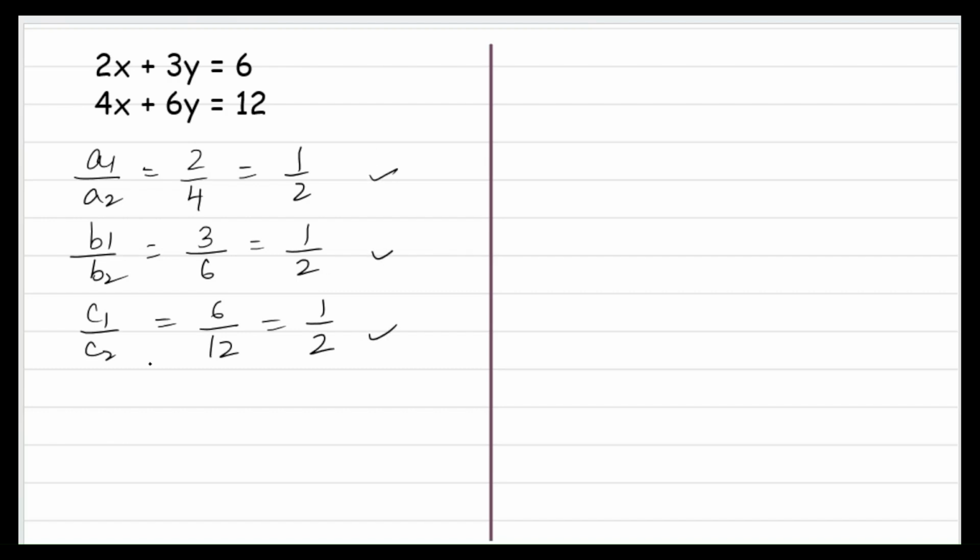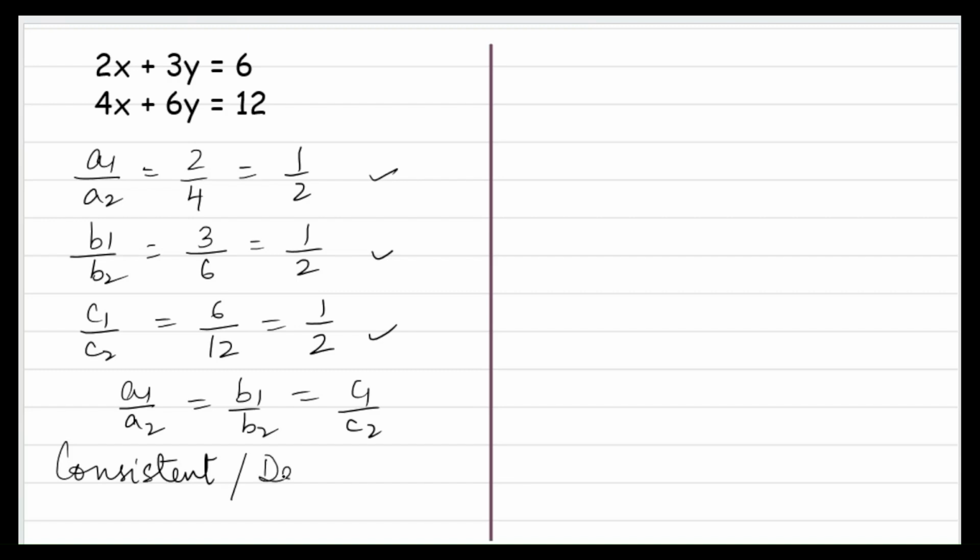All the three ratios are equal. So in this case, again, the system is consistent because all the ratios are same. The system is dependent and the given system has infinite solutions, infinitely many solutions. Whenever there is a solution, either one solution or infinitely many solutions, the system is called consistent.